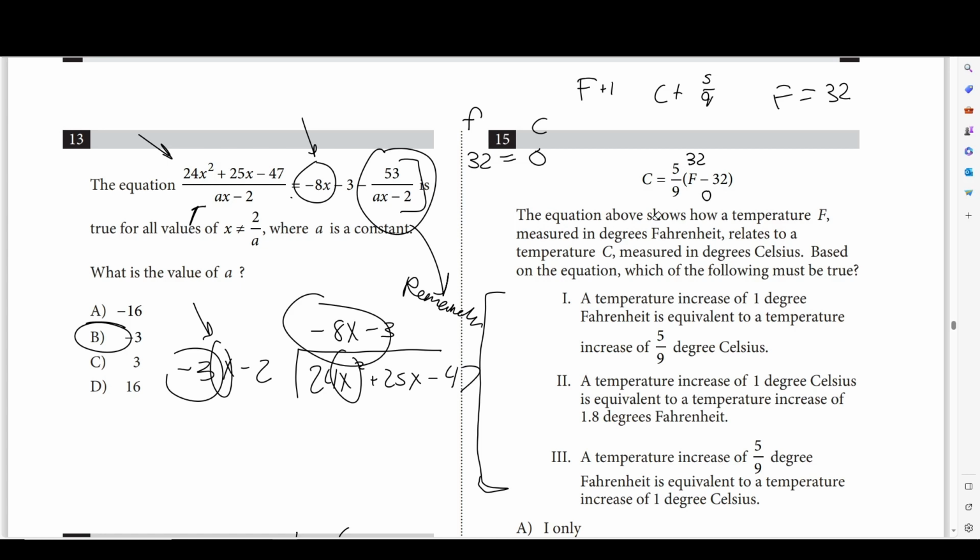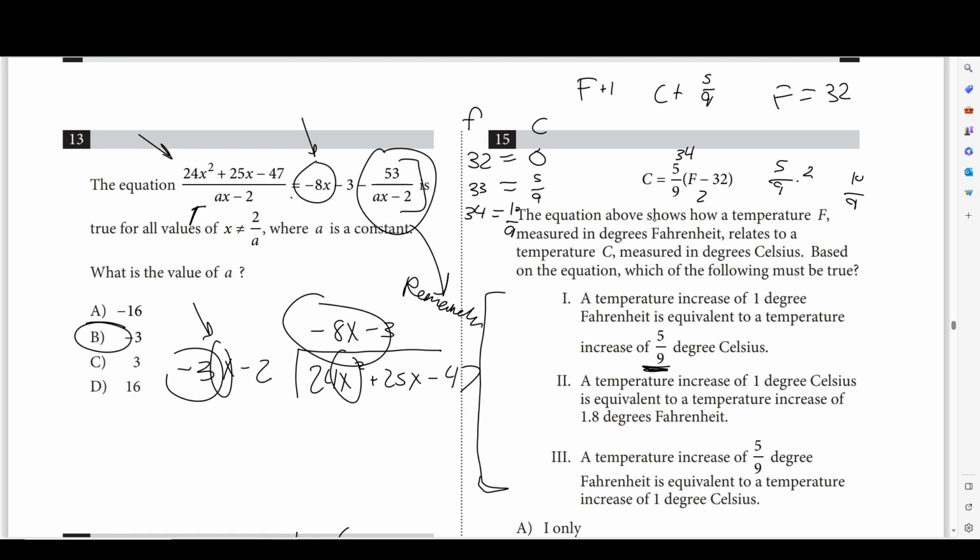Now, if I increase my F by 1, I have 33, right? 33 minus 32 is 1. 1 times 5/9 is 5/9. So here I have 33 degrees Fahrenheit, and that's equal to 5/9 degrees Celsius. Interesting. It's increasing by 5/9. I'm paranoid. What if this formula is wrong? The government is lying to me. All right, let's look at what 34 degrees Fahrenheit is. Well, if it's 34 degrees Fahrenheit, 34 minus 32 is 2, and 5/9 times 2 is 10/9, right?